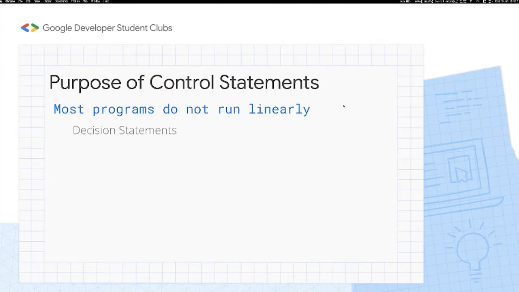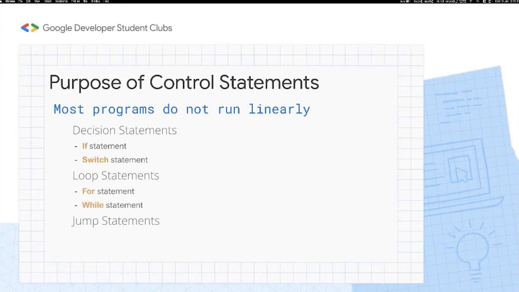So there are many kinds of control statements. We have decision statements, we have loop statements, and then we have jump statements. In the decision statements, we have if and switch. In the loop, we have for and while. And for jump statements, we have break and continue. If you want another way to remember these statements, maybe you can use the words choosing, repeating, and skipping. Then maybe it can help you remember it better.